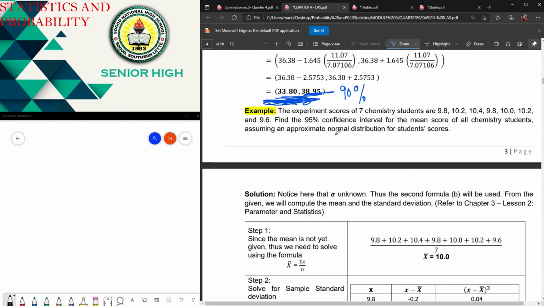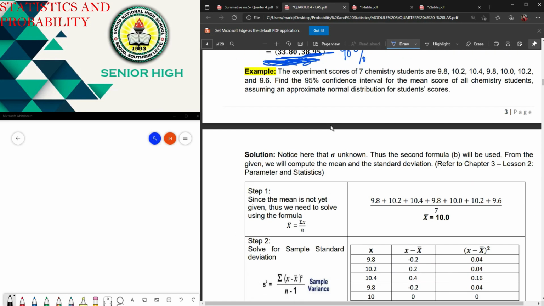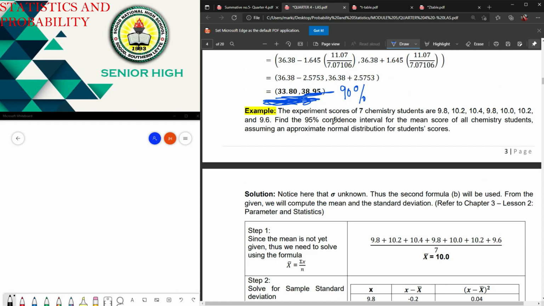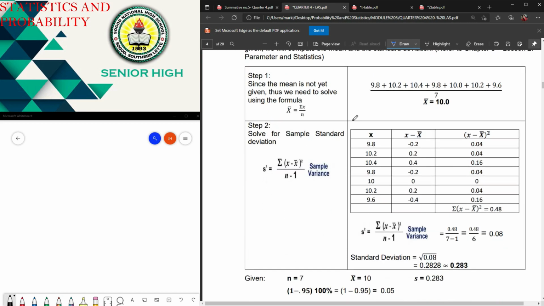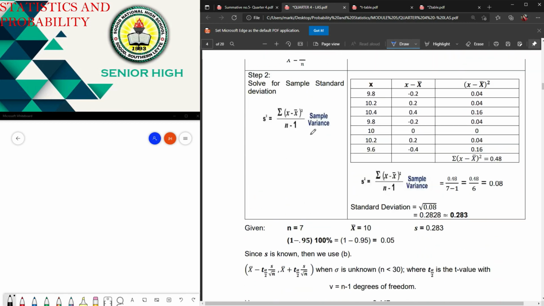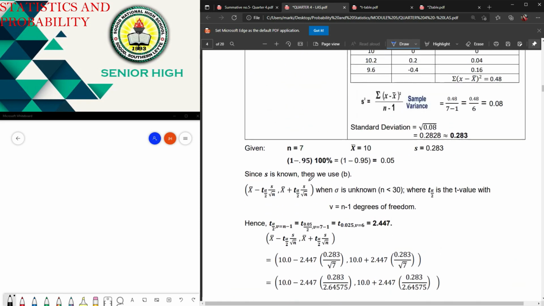What if you have less than 30? So we have the second example. The experiment scores of 7 chemistry students are 9.8, 10.2, 10.4, 9.8, 10, 10.2, and 9.6. Find the 95% confidence interval for the mean score of all chemistry students, assuming an approximate normal distribution for student scores.